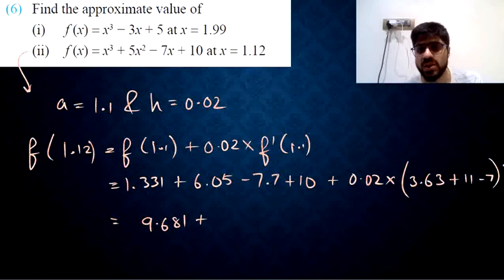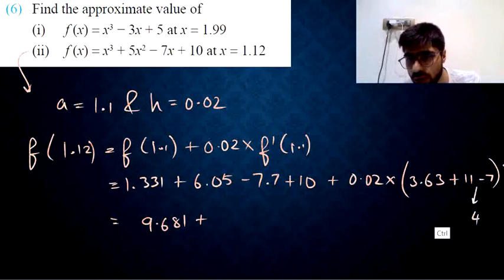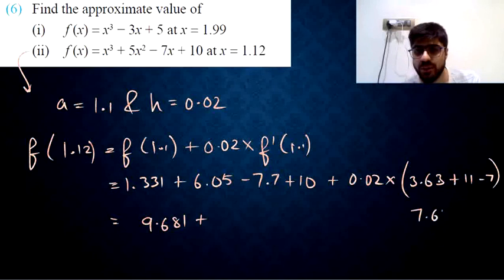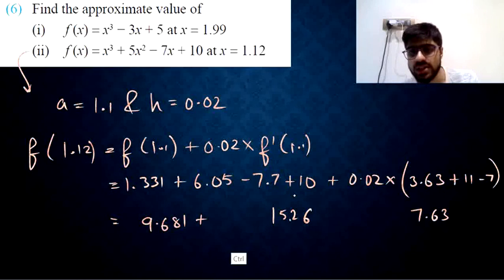Okay, so plus we have 0.02 into the full thing here. 11 minus 7, that's making it 4, and 4 plus 3.63, that's making it 7.63. We need to multiply that with 2, so we got 6. Then we have 7.6 into 2, right? So that's what, 152. Yeah, that's 152, and the decimal comes after 2 places and after 2 more places, so it's 0.1526.